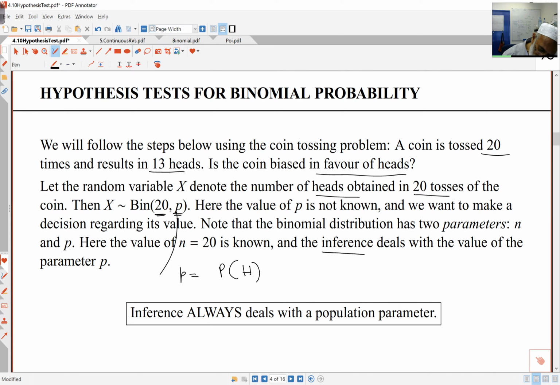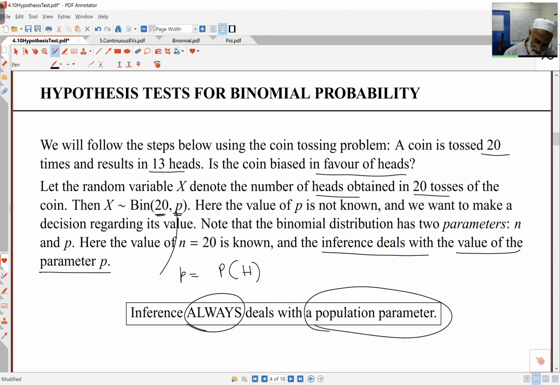So inference deals with the value of parameter p in this case. And here, as we said in the box, inference always deals with a population parameter of some kind. In this case, the model is binomial(n, p). The n is known because we fixed it in advance, and the p is unknown, and we'll take a look at the values for p.